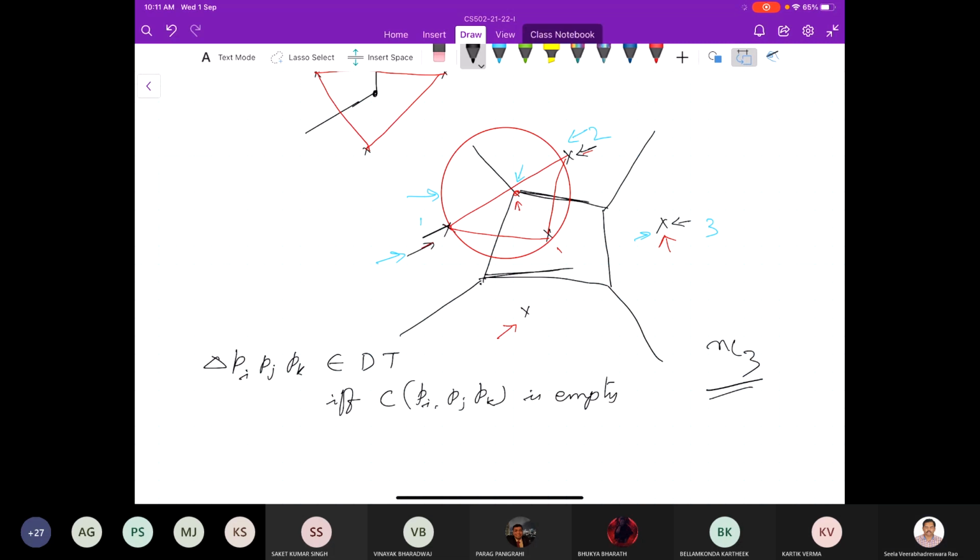Now, if you modify this property slightly, and this is the Voronoi diagram or Delaunay triangulation.